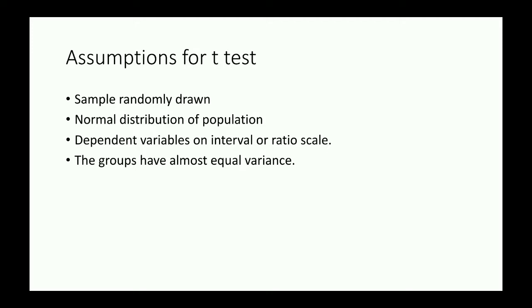Before conducting a t-test, you have to ensure that your sample is randomly drawn out of the population. You have taken the sample randomly from almost the whole population. The second assumption that has to be fulfilled is that the population has to be normally distributed. This normal distribution of the population is ensured by the normal distribution of the sample.